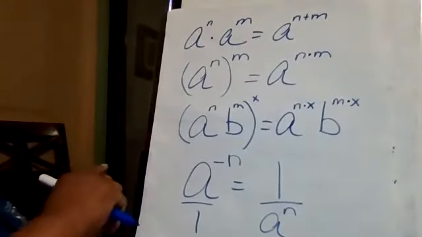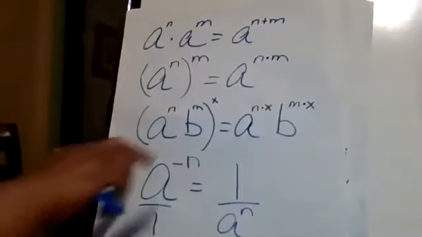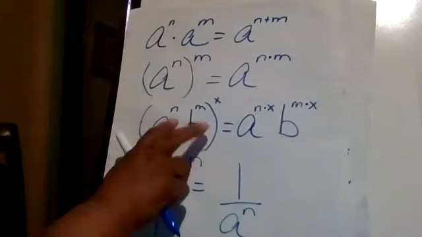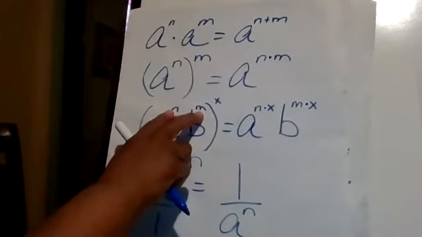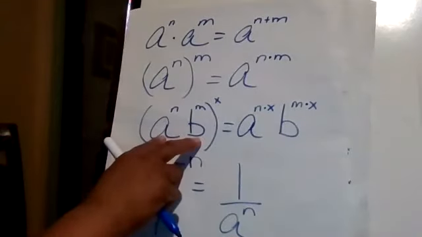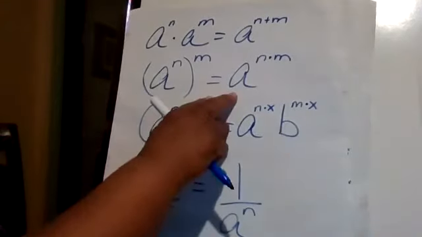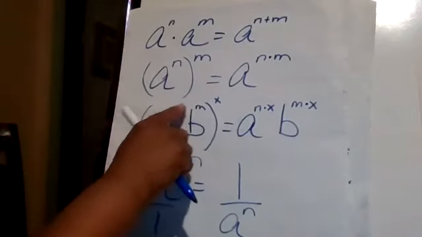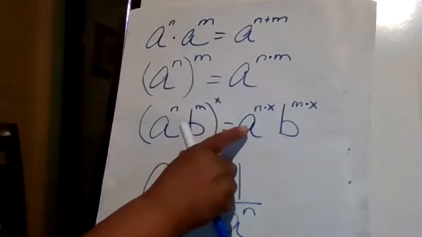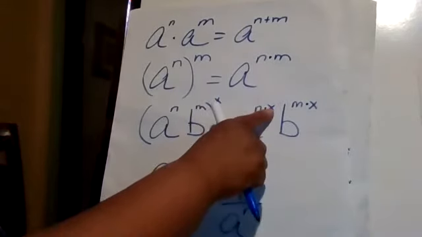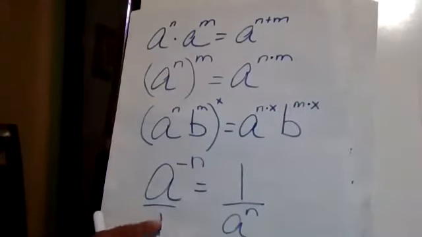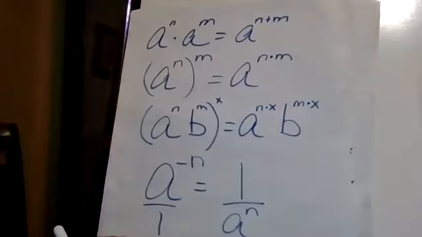On this next one, we have a product on the inside. The bases are different, and both of them are raised to exponents, raised to another exponent. So if you have a product raised to an exponent, you multiply each exponent of the bases by the x on the outside. So we end up with a raised to the n times x, b raised to the m times x. And this is the one that we worked on last week.